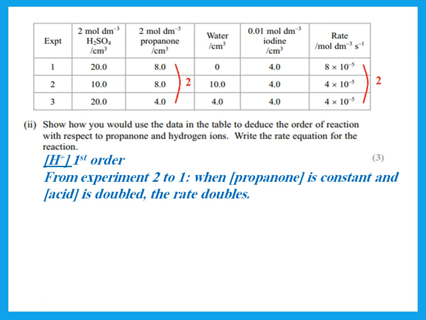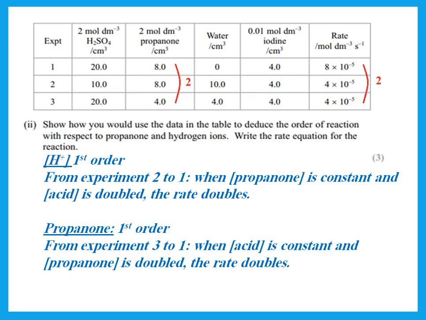Then we look at experiments 1 and 3 in order to determine the order of propanone. In experiments 1 and 3, the sulfuric acid is constant, the iodine is constant, and only propanone is changing. Now, what is happening to the propanone? From experiment 3 to 1, propanone doubles. And what happens to the rate? It also doubles. So that means first order. From experiment 3 to 1, acid is constant, propanone is doubled, the rate doubles.